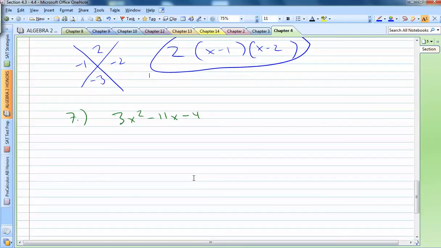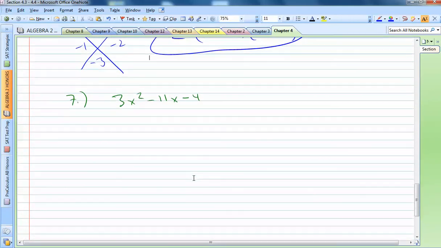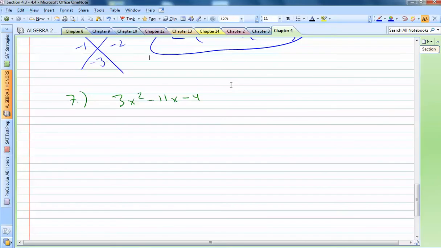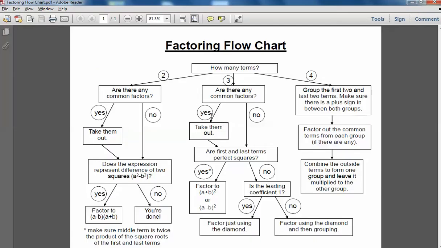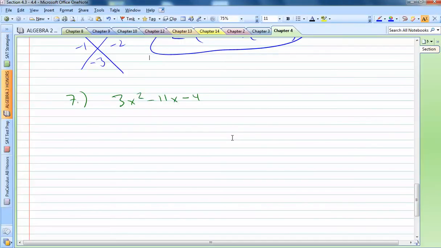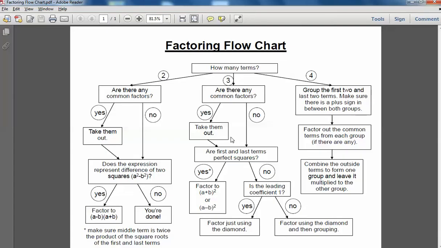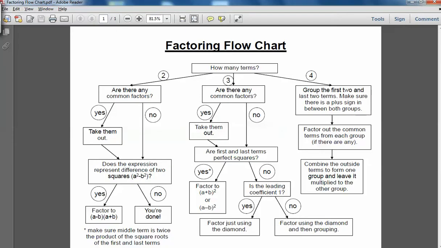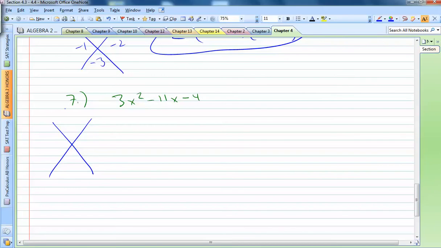What about in the case of number 7? Well, in this case, we have 3 terms, but none of the terms are common. Like 3x squared, negative 11x, and negative 4, I don't have anything in common. And 3x squared and negative 4 are not perfect squares. And the leading coefficient is not 1, so I'm going to have to factor a little differently. So I'm down here, factoring using the diamond. But then I also say, then grouping. We'll get to that in a little while.